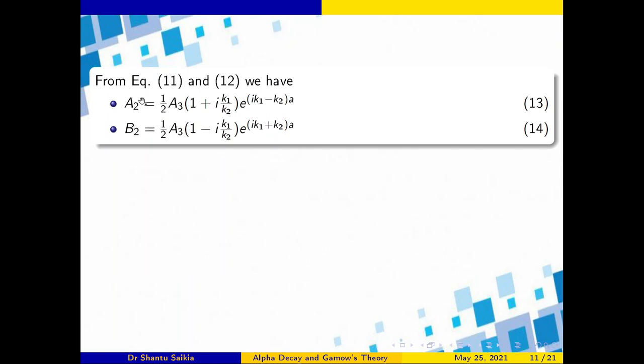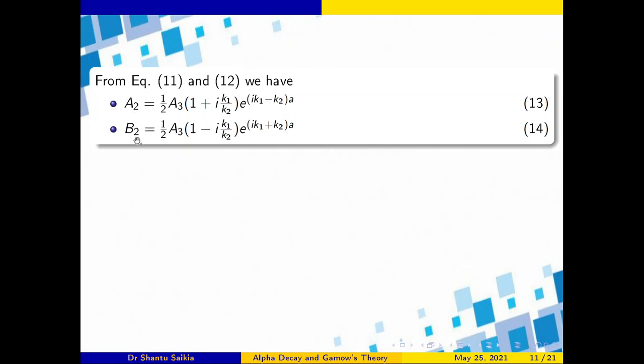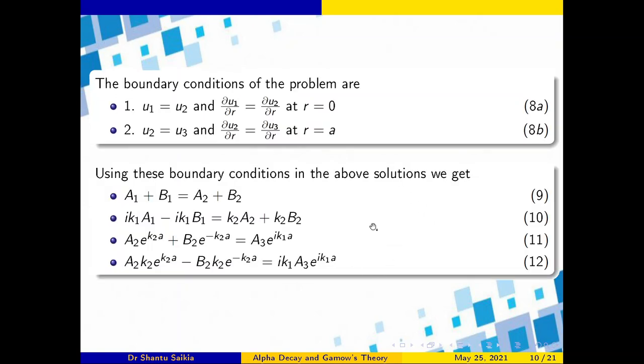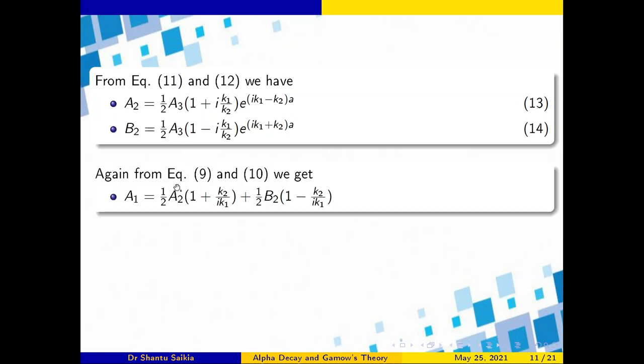Now, playing around with these equations, we can find out expressions for A2 and B2. From these four equations, we can find out expressions for A2 and B2. So A2 is equal to this in terms of A3, and B2 is equal to this in terms of A3. Again, from equations 9 and 10, we get A1 in terms of A2 and B2. So we find values of A2 and B2 in terms of A3, then we find A1 in terms of A2 and B2.